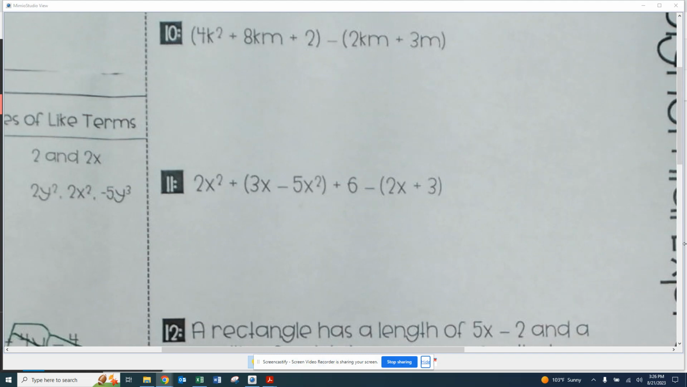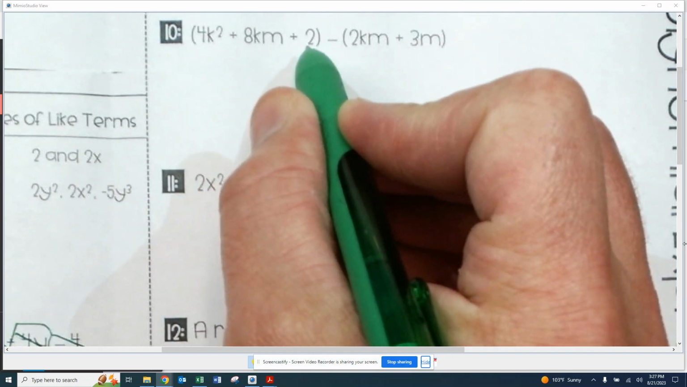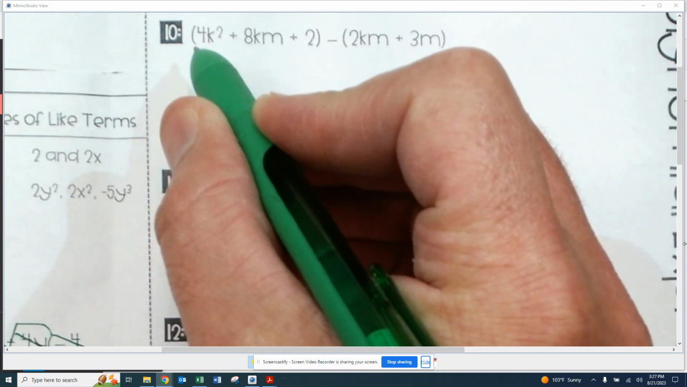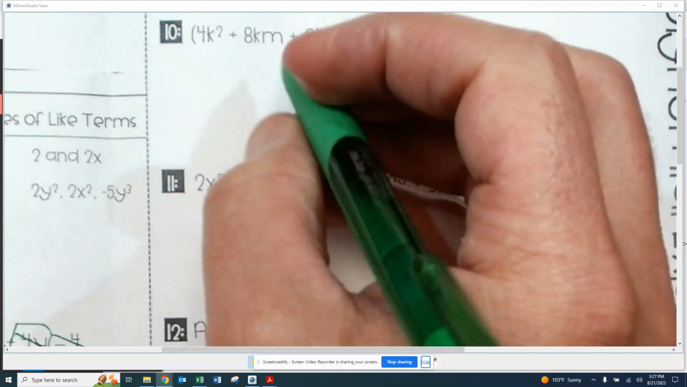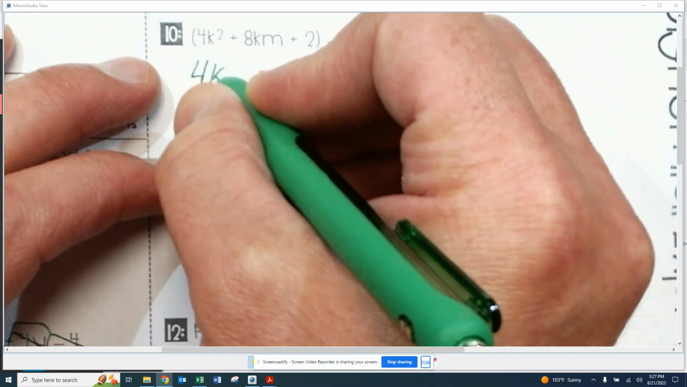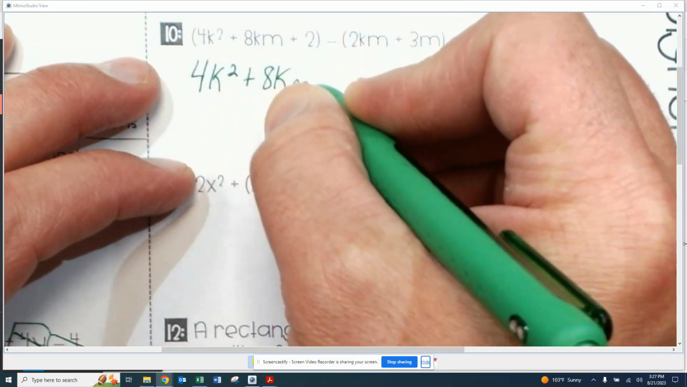In problems 10 and 11, we have several terms and multiple parentheses, and we want to deal with the parentheses first. At the beginning part of problem number 10, I have this set of parentheses, but I have no value out in front. So if I have no value out in front, there's nothing to distribute. So therefore, the parentheses just go away. I have 4k squared plus 8km plus 2.